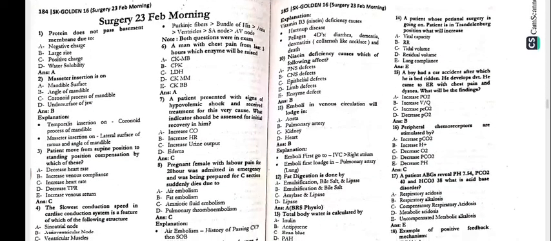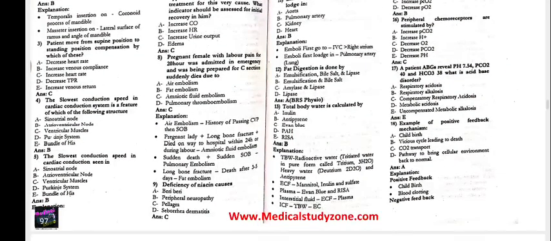Next, question number 6, a man with chest pain from the last 3 hours, which enzyme will be raised, that is alpha CKMB. 7, a patient presented with the signs of hypovolemic shock and received treatment for this very cause. Which indicator should be assessed for the initial recovery in him, that is Charlie, increase in the urine output.